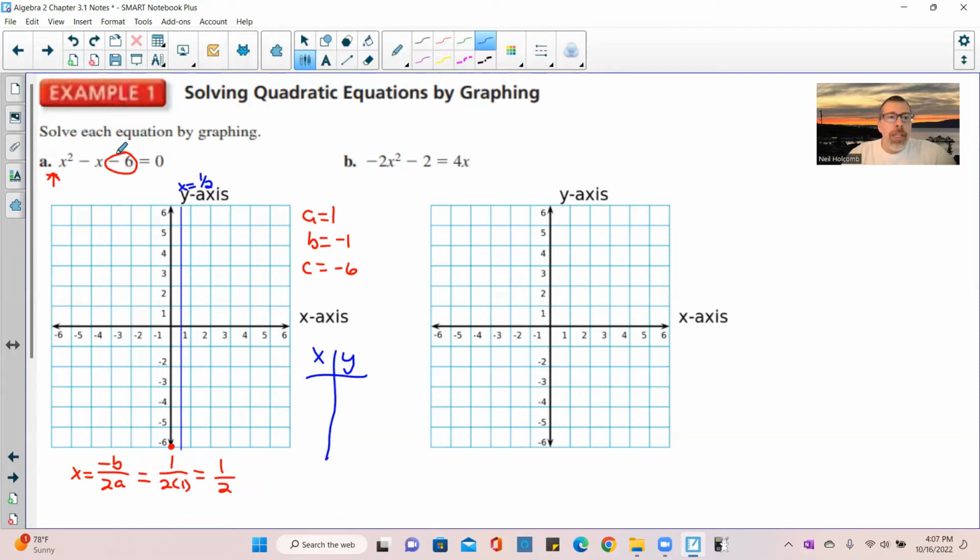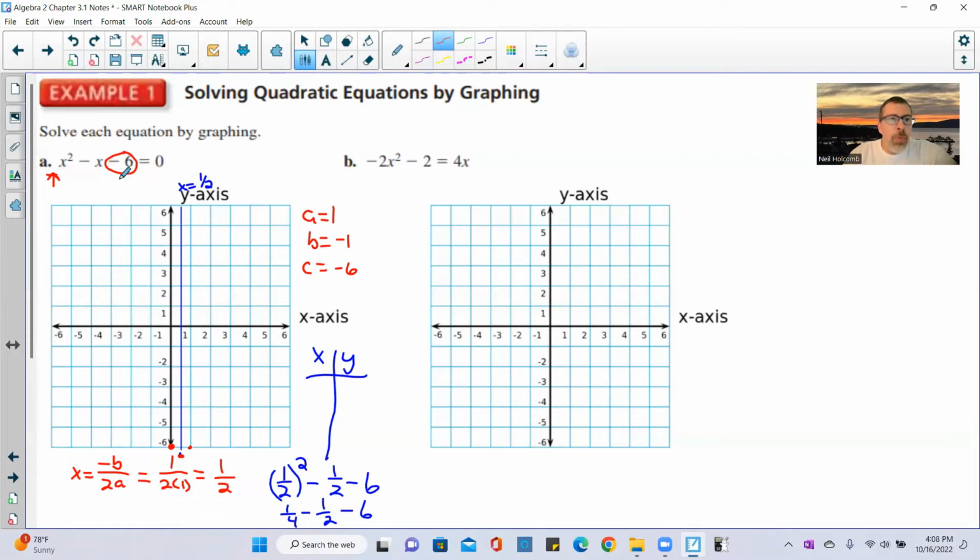Well, then you can substitute in 1/2 for x. So I could write over here, I'll do 1/2. I'm substituting in 1/2 for x, so it's 1/2 squared minus 1/2 minus 6. 1/2 squared is 1/4 minus 1/2 minus 6. Well, 1/4 minus 1/2 is negative 1/4. Minus 6 is negative 6 and 1/4. So my vertex is the point 1/2 comma negative 6 and 1/4. And then it repeats on the other side.